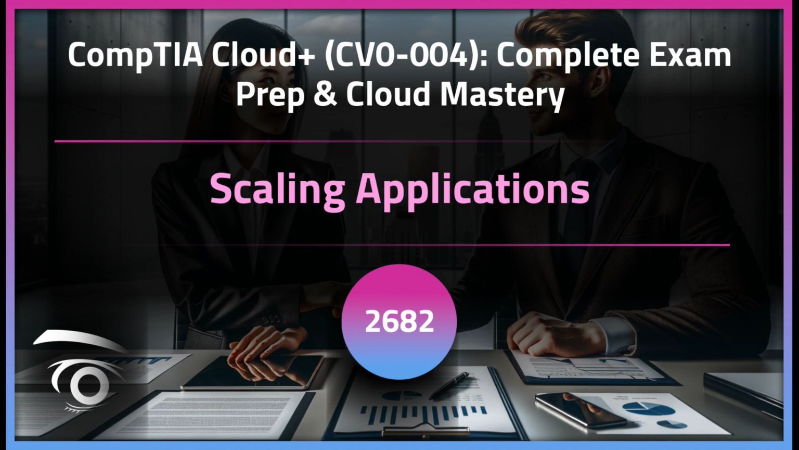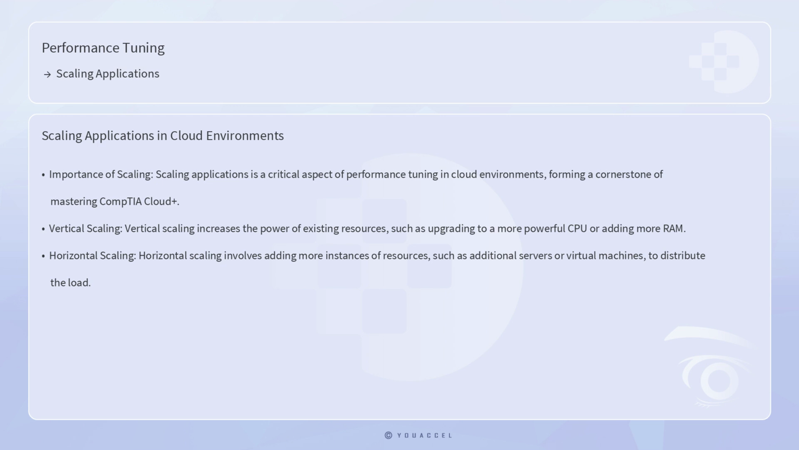Let's proceed with the lesson. Lesson: Scaling Applications. Scaling applications is a critical aspect of performance tuning in cloud environments, forming a cornerstone of mastering CompTIA Cloud Plus. At its core, scaling involves adjusting the computational resources allocated to an application to meet changing demands. This can be achieved through vertical scaling or horizontal scaling.